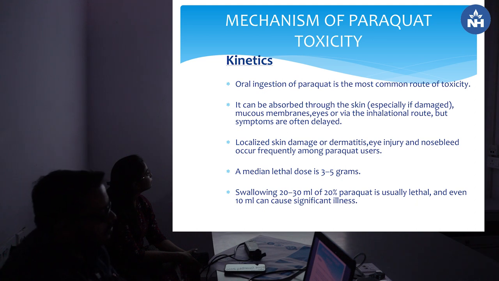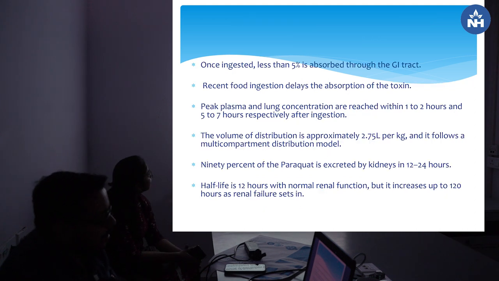The median lethal dose of paraquat is 3 to 5 grams. Swallowing 20 to 30 ml of 20% paraquat is usually lethal, but even 10 ml can cause significant illness. Once ingested, less than 5% is absorbed through the GI tract. Recent food ingestion delays the absorption of the toxin. Peak plasma and lung concentrations are reached within 1 to 2 hours and 5 to 7 hours respectively after ingestion.